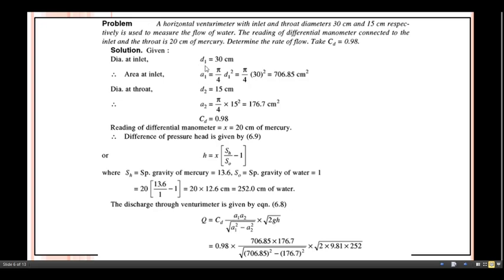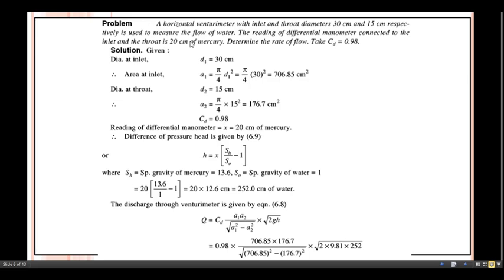So if you see, the diameter at the inlet and at the throat portion is given. From this diameter, first of all get the area. So A1 we can get with the help of this formula, pi by 4 into d1 square. Substitute the value of d1 here, so we get the value for A1. Similar case with A2. Then the value for the CD is already with us, 0.98. The reading of differential manometer with us is 20 centimeter of mercury.